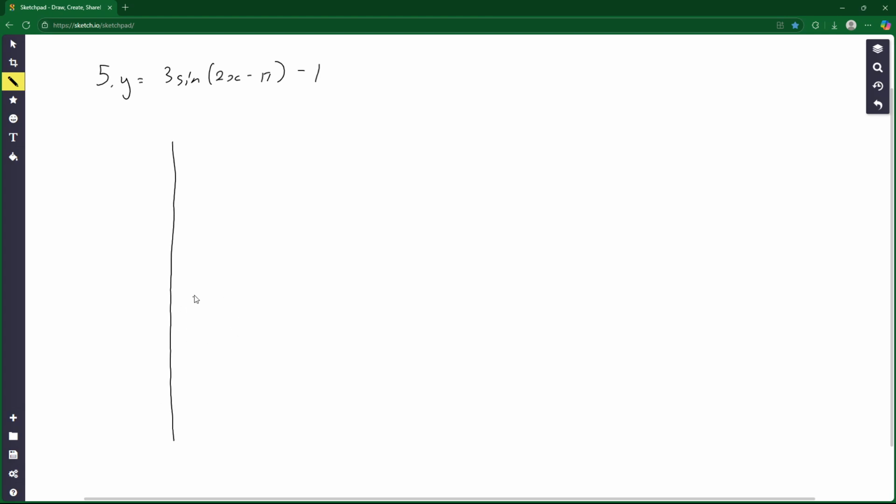There we go. It's decent. There we go, all right, I like that. So we know our amplitude is going to equal 3. Our period is going to equal pi because of this right here.